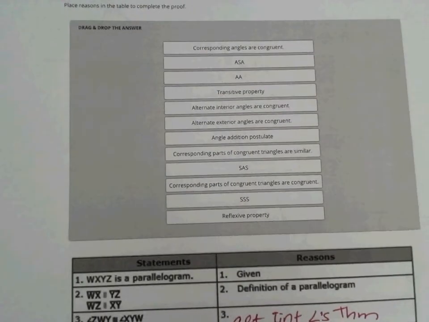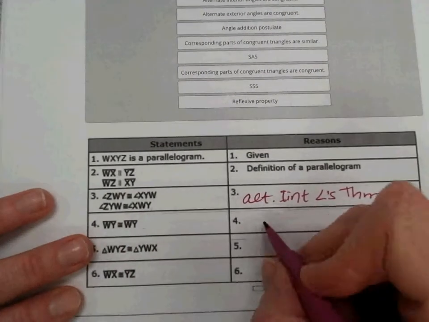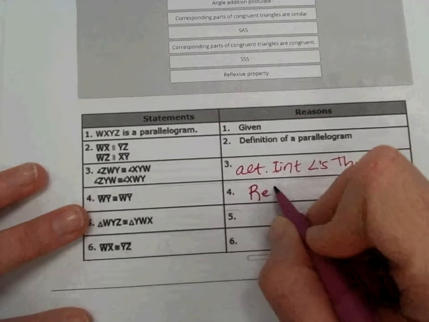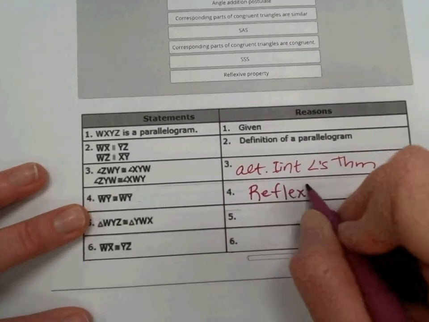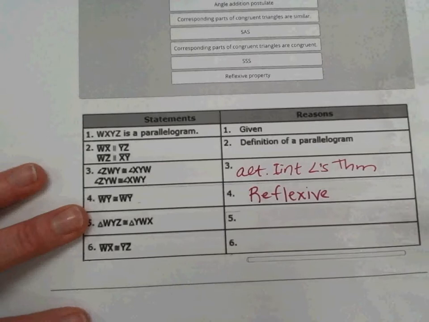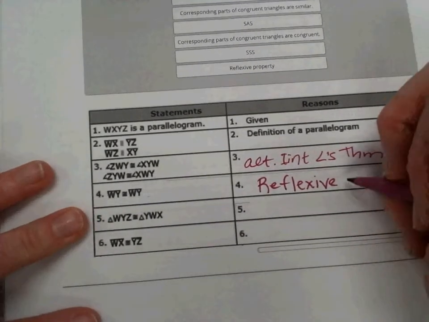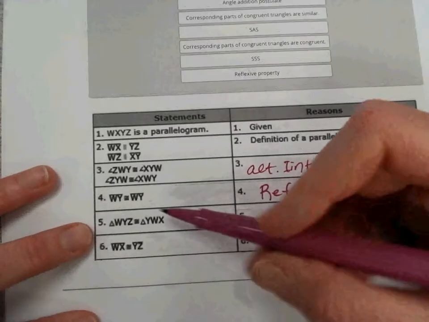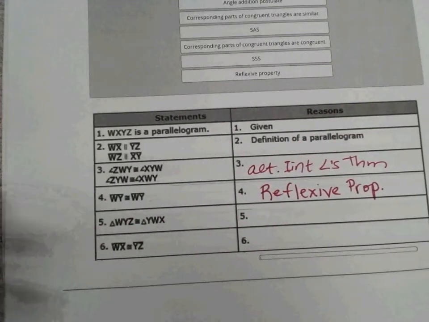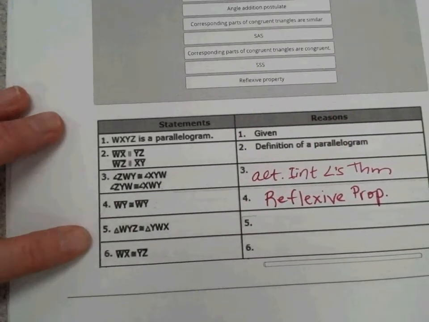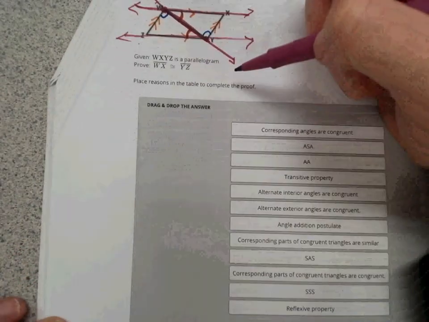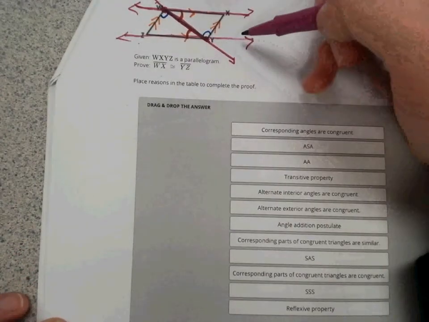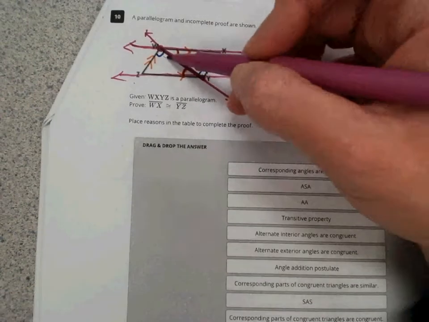But back to the reflexive property. WY is congruent to WY. Anything we have to state where something is equal to or congruent to itself, we use that reflexive property. And then number 5, we've got these two triangles are congruent to one another. So that's the WYZ triangle, this one down here, and the YWX, this triangle up here.